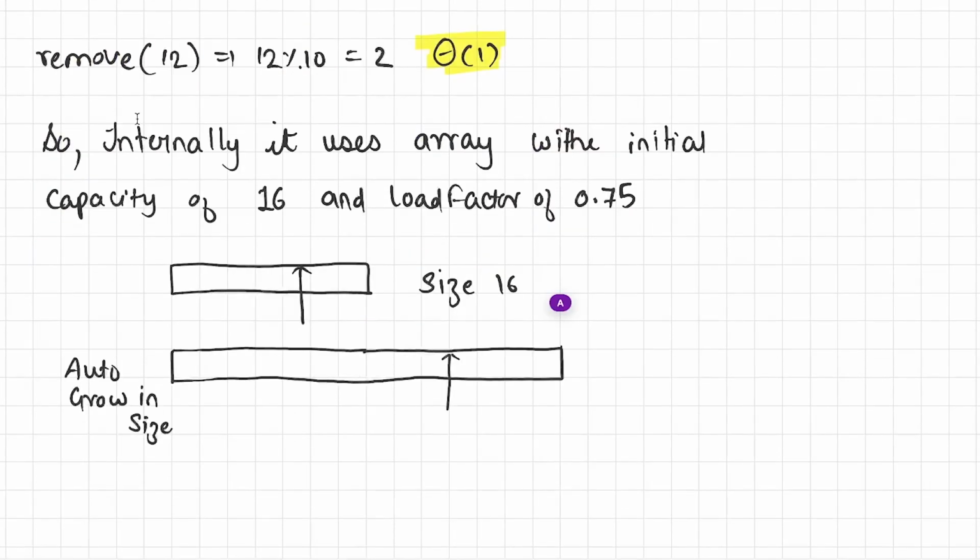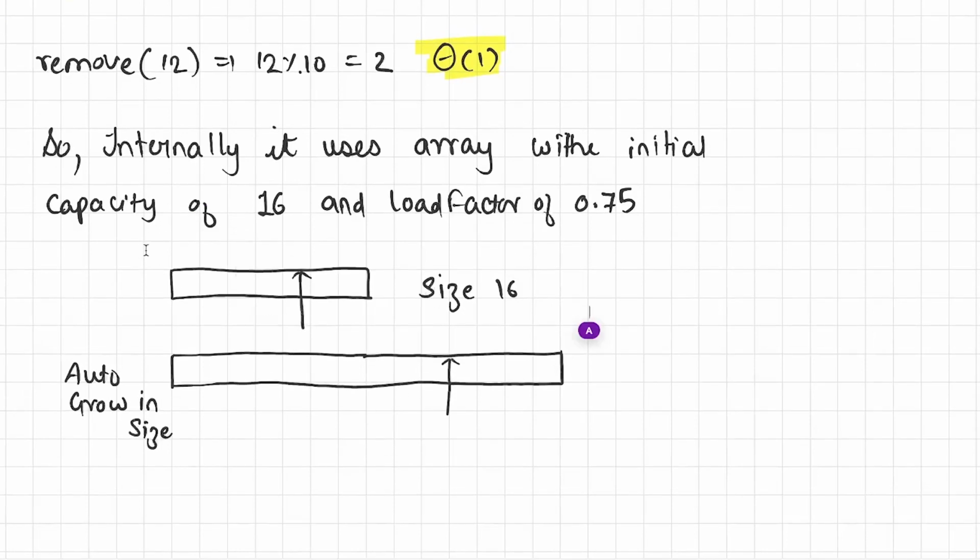Now moving on. Basically, hash table internally uses an array with an initial capacity of 16 and a load factor of 0.75. This is the specification given in the Java documentation. So what do we mean by initial capacity and load factor? When you create a new instance of HashMap, it's going to reserve space for 16 items initially.